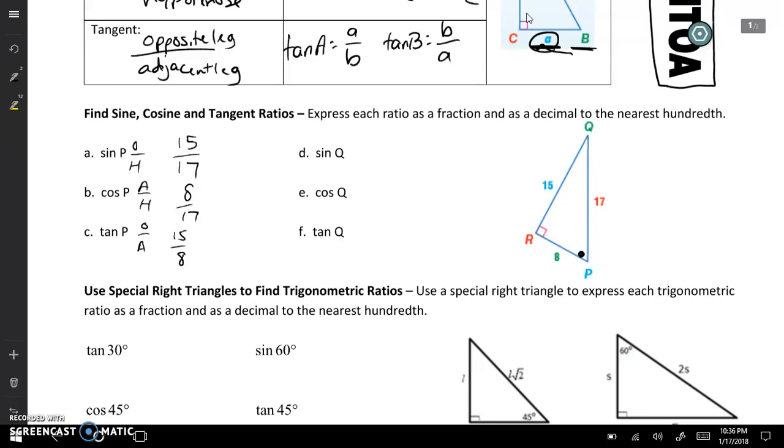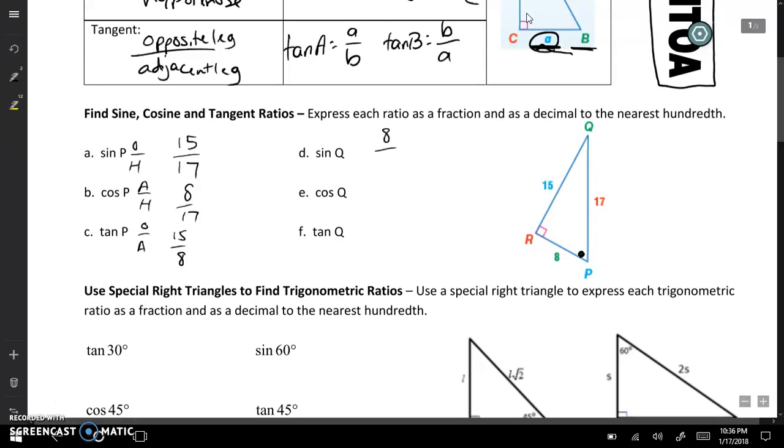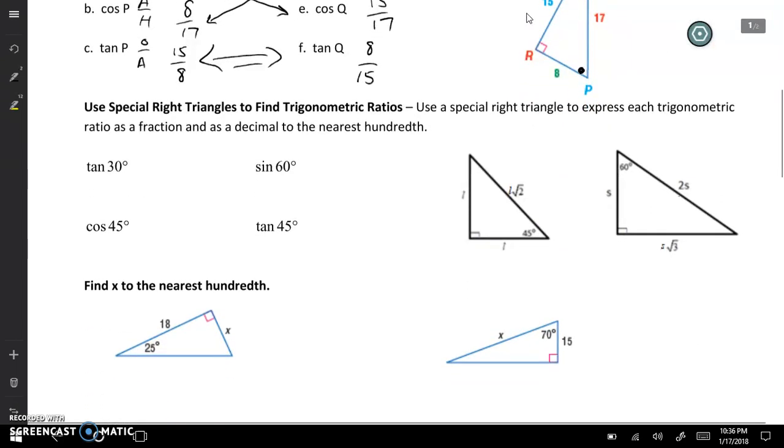All right, the sine of Q is the opposite, which is 8. The hypotenuse is 17. The cosine is the adjacent over the hypotenuse. The tangent of Q is the opposite over the adjacent. If you notice, these guys are the same, these guys are the same, and these guys are just flipped. So they have that kind of relationship there.